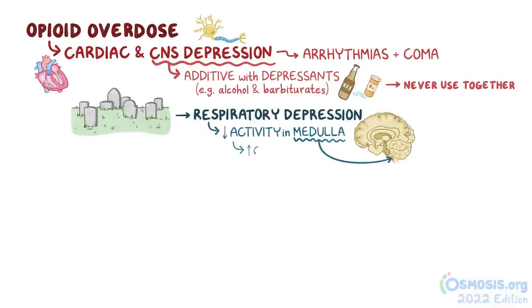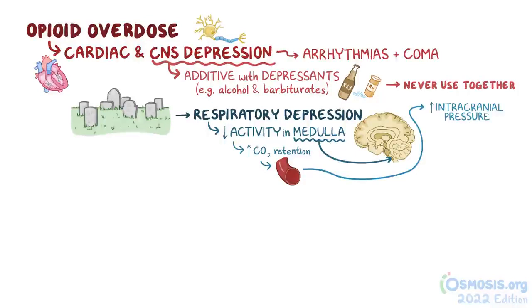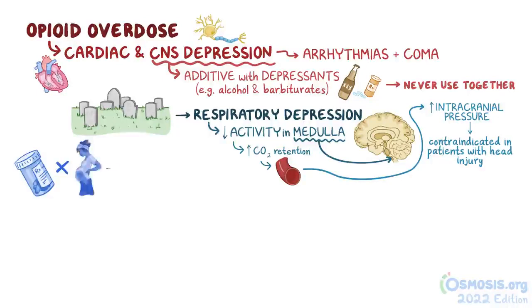This causes increased carbon dioxide retention, so it accumulates and causes dilation of blood vessels, including those in the brain. Cerebral vasodilation increases intracranial pressure, which is why opioids are also contraindicated in patients with head injury, since they are already more susceptible to increased intracranial pressure. Opioids should be avoided whenever possible during pregnancy, because they can cause dependence in the baby.